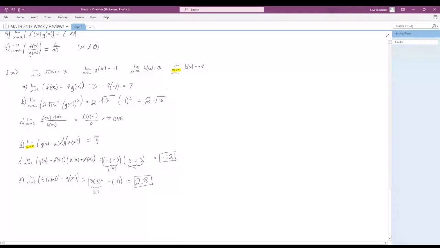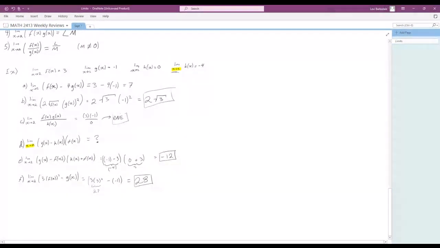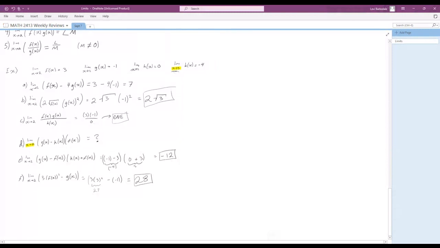All right. So that's the limit laws in action. Key takeaways: make sure you're not dividing by 0, of course. Watch out for trick questions. Make sure you can apply your limit laws before you do.